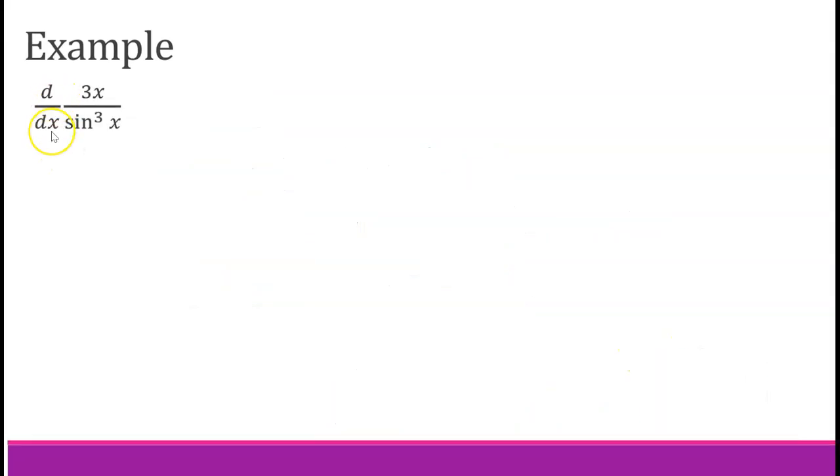In this example, I have the derivative with respect to x of 3x over sine cubed x. The way that it's set up, we could jump straight into a quotient rule because I have a function of x over a function of x. But instead, on this problem, I'm going to think about it as the derivative with respect to x of 3x times cosecant cubed x. I didn't take a derivative there. I applied a trig identity.